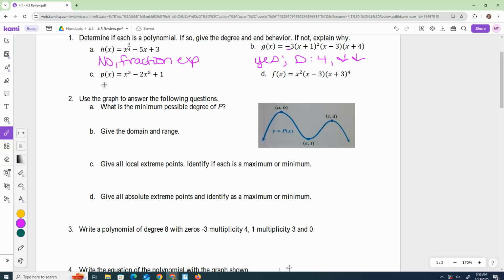Alright, C, is this a polynomial? Yes. Degree, the highest power is 5. It wasn't listed first, but it's the biggest one. So we know odds look like a chair and a negative flips it, so our end behavior would be up, down.